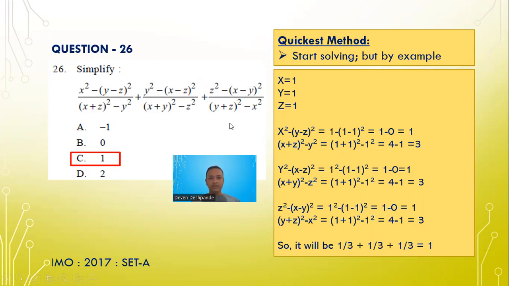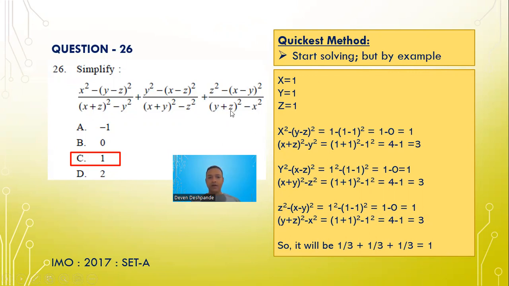Similarly, if you solve the next one, its numerator again will be 1, and the denominator x plus y whole square minus z square: x and y are 1, so 1 plus 1 whole square minus 1 square. 2 square is 4, 4 minus 1 is 3. Again, z square minus x minus y whole square. So z square is 1 square minus 1 minus 1 square. What is 1 minus 1? 0. It will be 1 minus 0, 1.